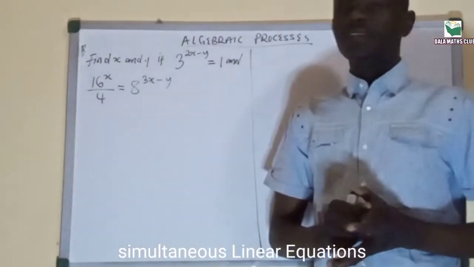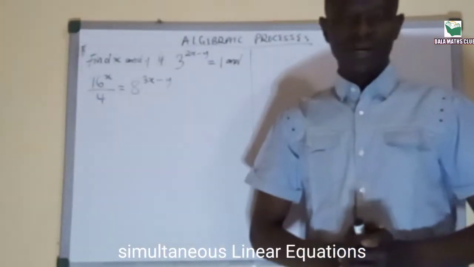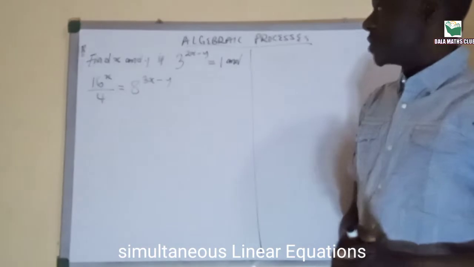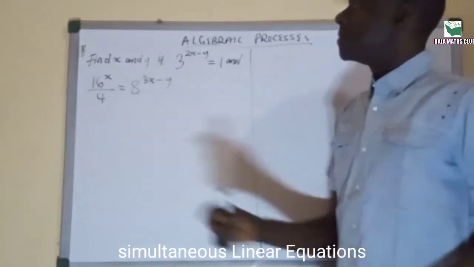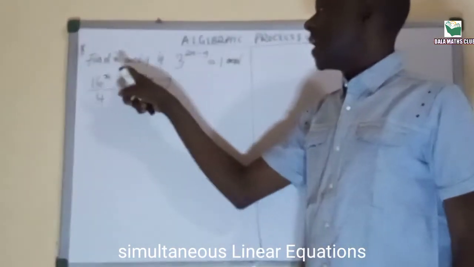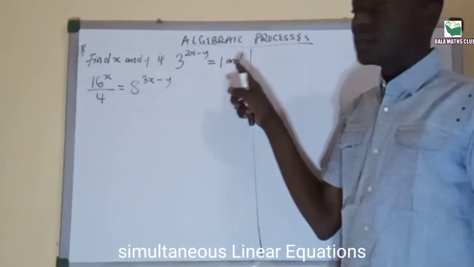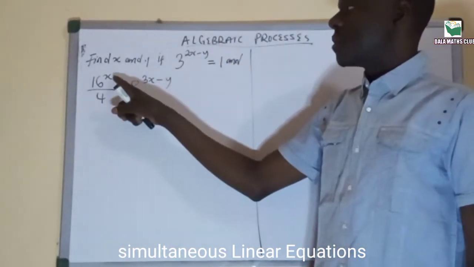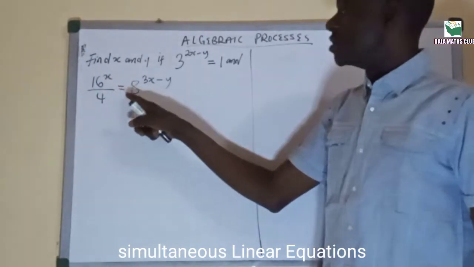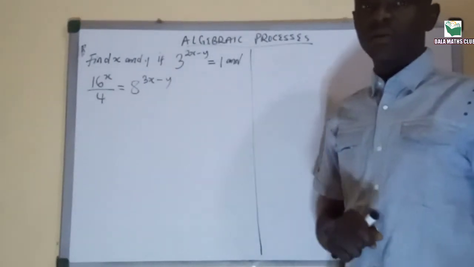Welcome to our next example under the algebraic process. We are going to continue with this. The question says: find x and y if 3 power 2x minus y is equal to 1, and 16 power x all over 4 is equal to 8 power 3x minus y.